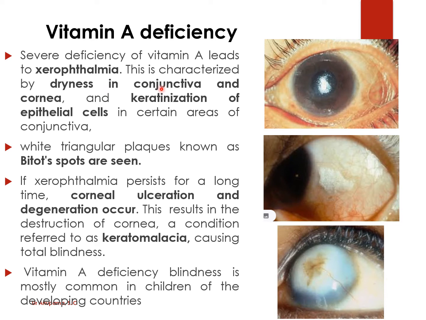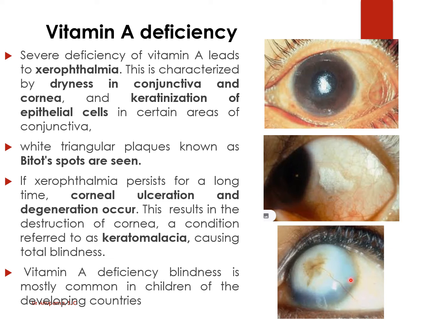Severe deficiency of vitamin A leads to xerophthalmia. This is characterized by dryness in the conjunctiva and cornea and keratinization of epithelial cells in certain areas of the conjunctiva. White triangular plaques called Bitot spots are seen. If xerophthalmia persists for a long time, corneal ulceration and degeneration occurs.